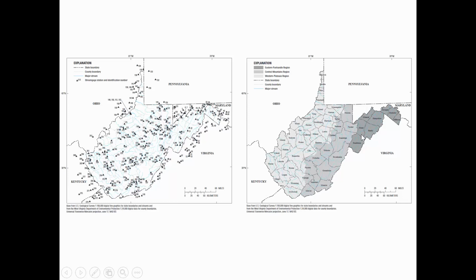And then these are the 3 divisions that the USGS has carved up West Virginia into: the Eastern Panhandle, the Central Mountains, and the Western Plateau. So here in Cabell County and all the way out towards Clay County, we're considered the Western Plateau region.